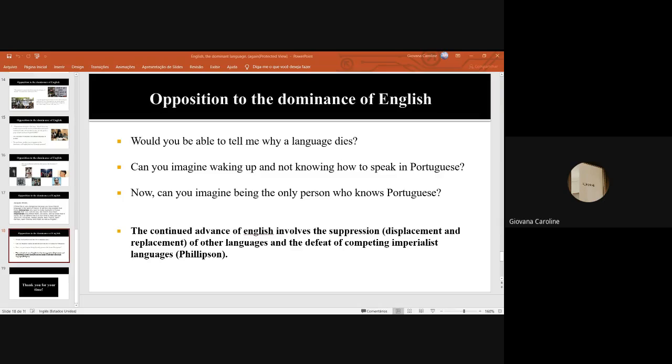Some languages are colonized. We can use Brazil's languages, for example. Maybe more than 1,000 before colonization, and now not even half. Some languages and cultures are dying out because of the process of suppressing the native culture, the mother tongue. And again, the example of indigenous Brazilian people's languages, or American or Australian, since we are talking about English. So, can you imagine waking up and not knowing how to speak Portuguese?